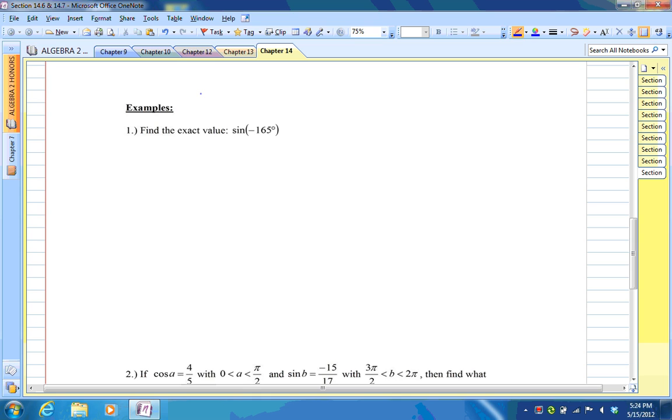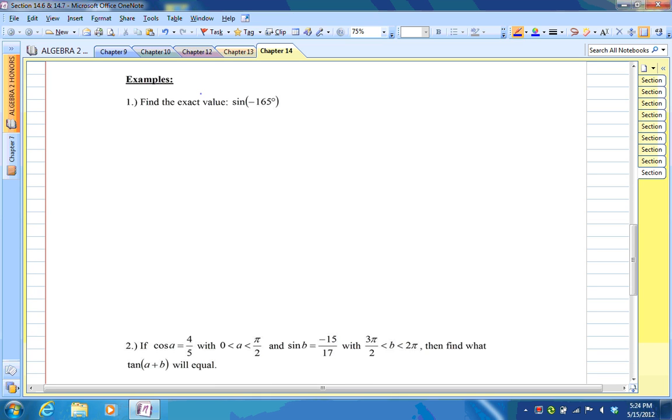All right. So let's look at this example here. Find the exact value of sine negative 165 degrees. So exact value means no decimals. So no calculator.